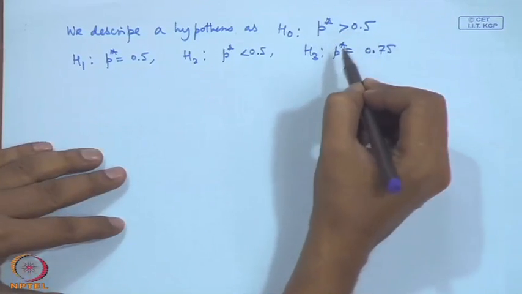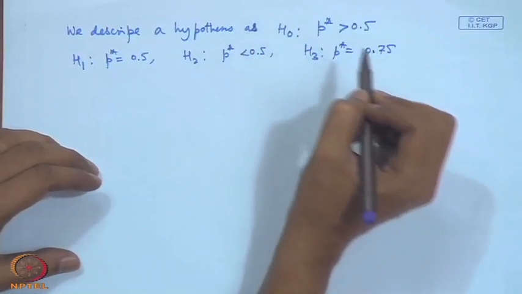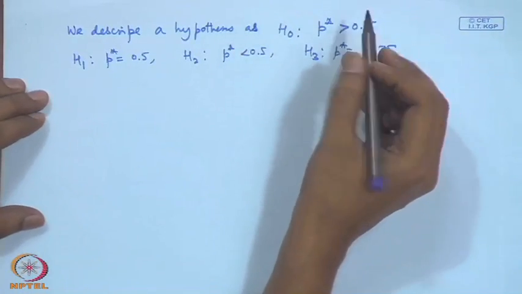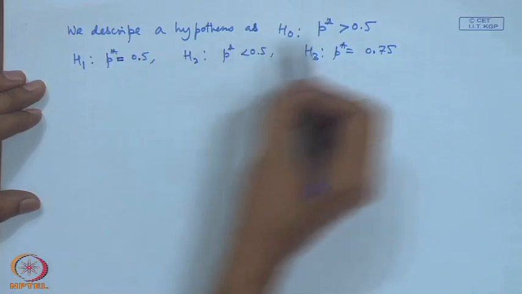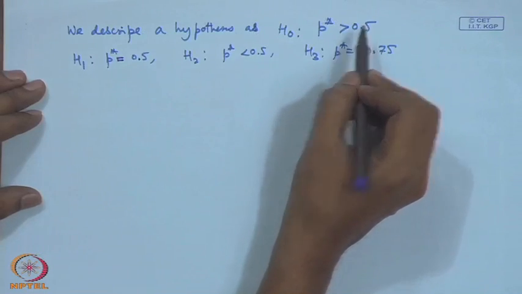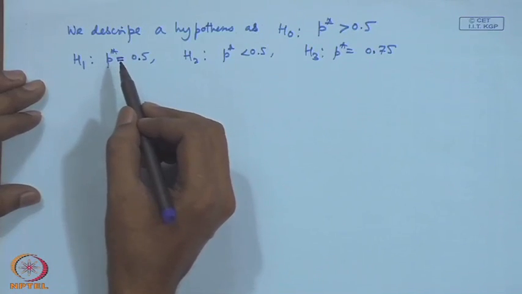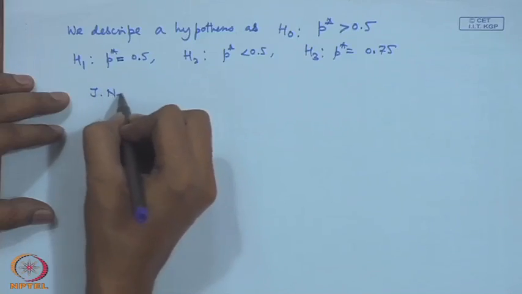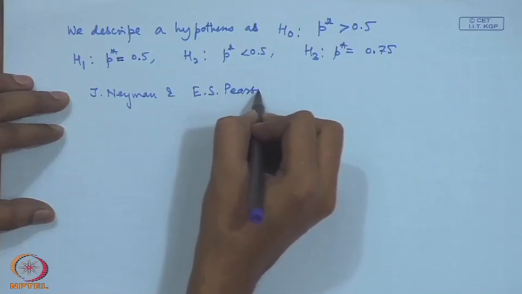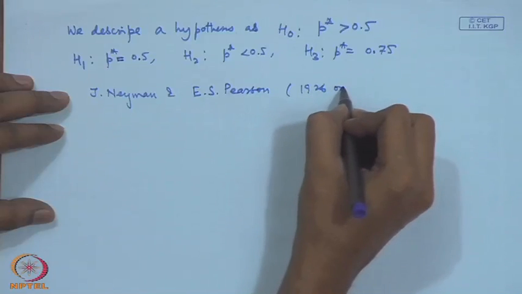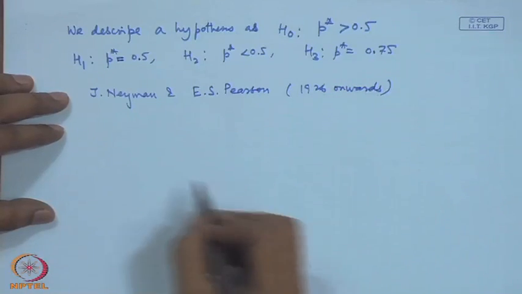Now, in general hypothesis testing problems, the common formulation that we give, we firstly have a statement. For example, we may like to say P star is equal to 0.5 or P star is greater than 0.5. Then if we make a statement, this is called a null hypothesis, and then we test against another one. So, that is called an alternative hypothesis. Now, this type of formulation for testing of hypothesis problems was developed by Jerzy Neyman and E. S. Pearson in 1926 onwards in a series of papers, where they developed this theory.